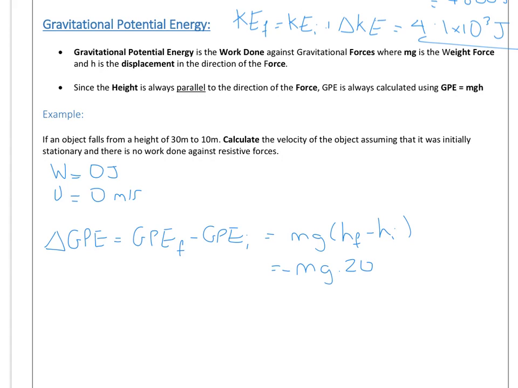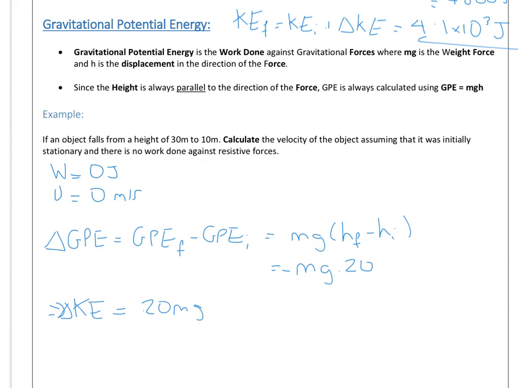Now, if we lose gravitational potential energy, that must be transferred to kinetic energy. So we must gain kinetic energy. So the signs should be opposite, which means the change in kinetic energy would be the opposite sign. So it's 20 mg. So it's not minus 20 mg.